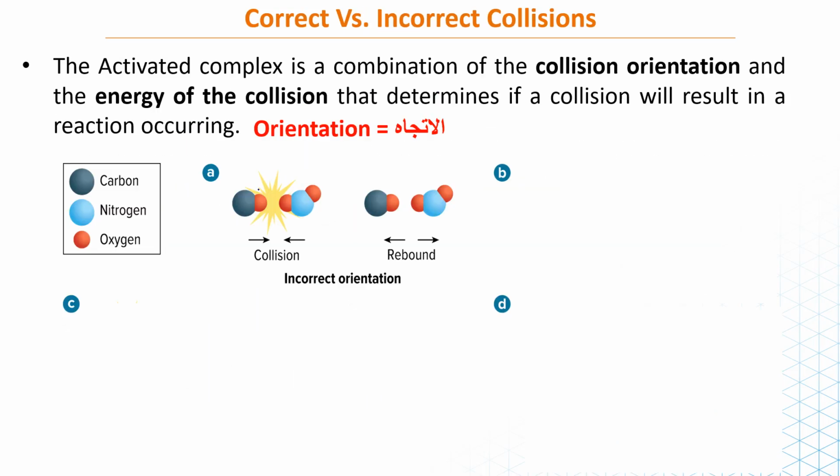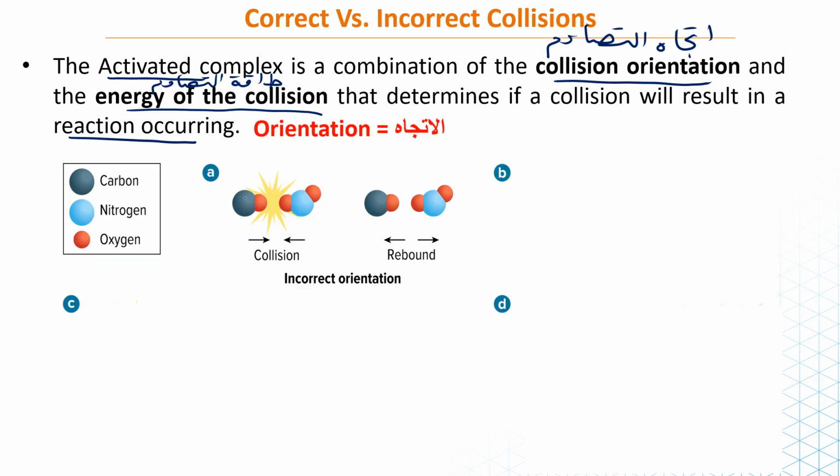Okay? So what do we mean by correct collision? So the activated complex is a combination of collision orientation اللي هو اتجاه التصادم and the energy of the collision طاقة التصادم. It determines if a collision will result in a reaction occurring or not. يعني these two things, the energy of the collision and the orientation of the collision are going to tell you if the reaction is going to happen or not.